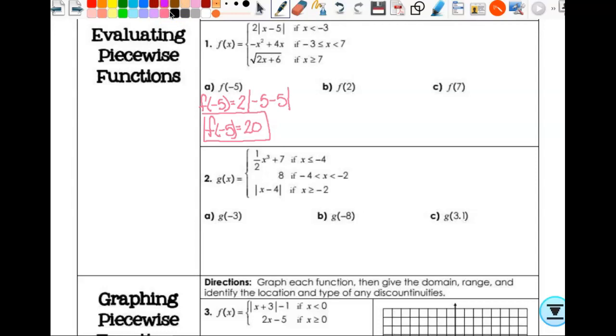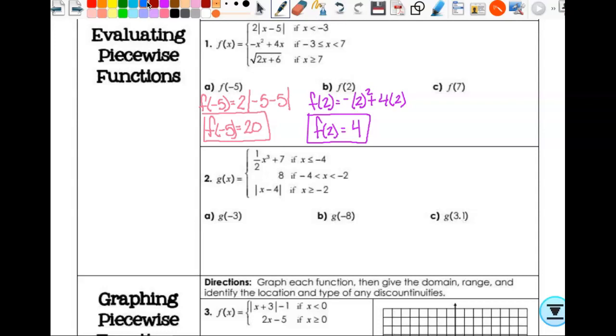f of 2. Which subfunction's domain does it fit in? First, second, or third? Second. So I'm going to have f of 2 is equal to -2 squared plus 4 times 2. All right, so 2 squared is 4. Then I make it negative. So that's -4 plus 8 is 4. Yes?